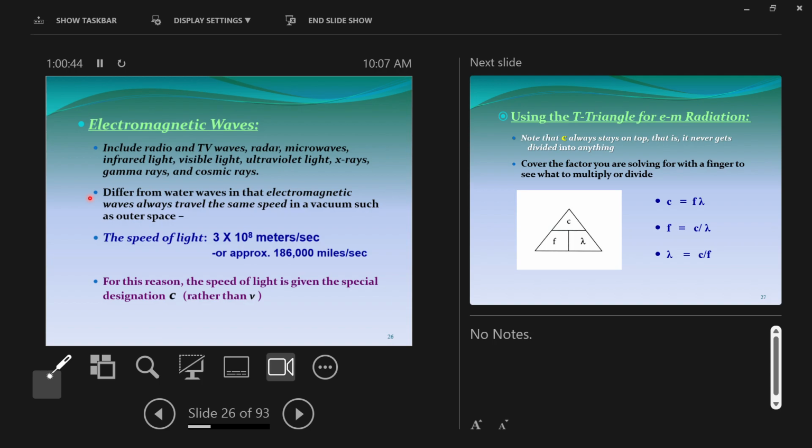So if a flashlight is shined at you, and you start running towards the flashlight, you will measure the light to be moving at 3 times 10 to the 8th meters per second. And if you run away from that source of light, you will also measure that light to be traveling at 3 times 10 to the 8th meters per second. No matter how fast you run away from the light, it will always be traveling at 3 times 10 to the 8th meters per second. That should sound weird to you. For this reason, the speed of light is given the designation c.